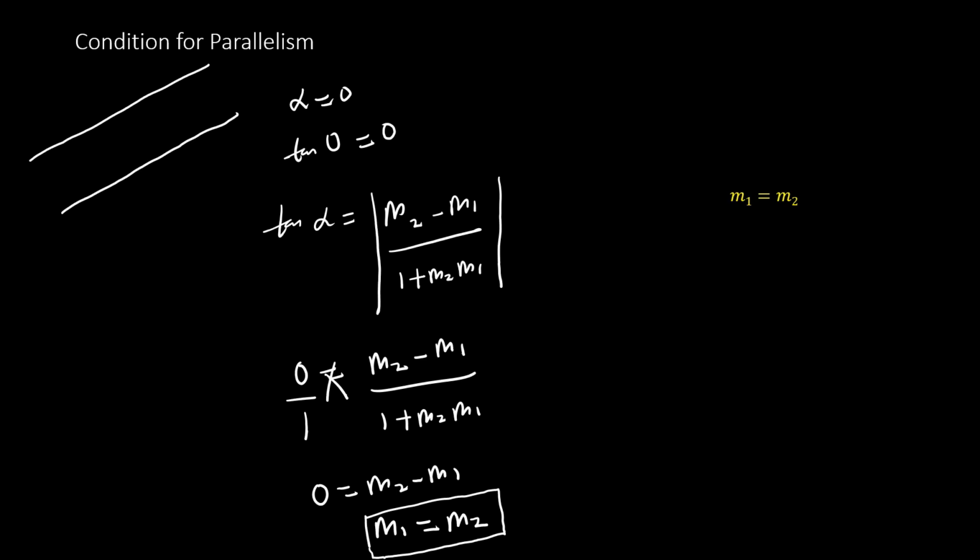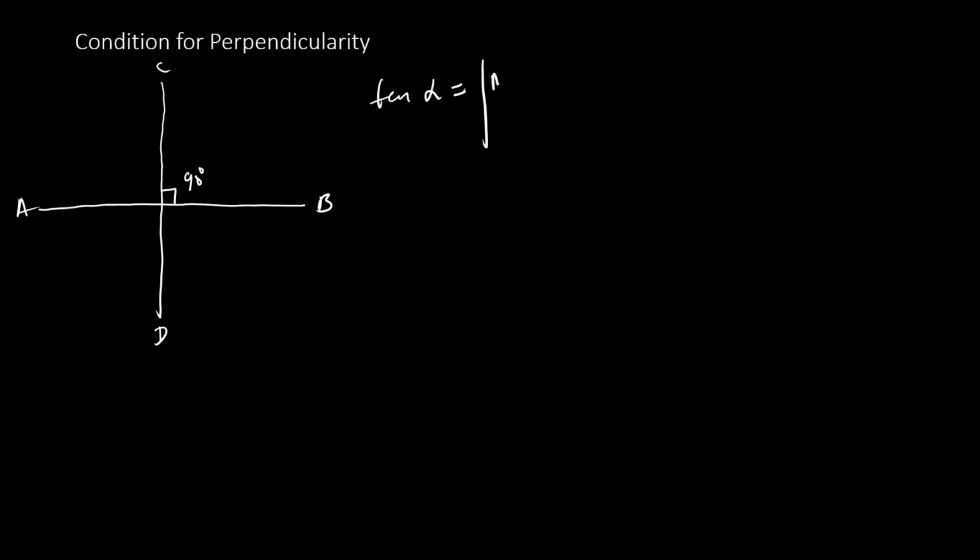Let's look at the second condition, which is the condition for perpendicularity. If two lines are perpendicular, then the angle between them is 90 degrees. Therefore, we have a line AB perpendicular to the line CD. We now have the angle here to be 90 degrees. So going back to the formula for finding the angle between two lines, which is tan alpha equals m2 minus m1 over 1 plus m2 m1.